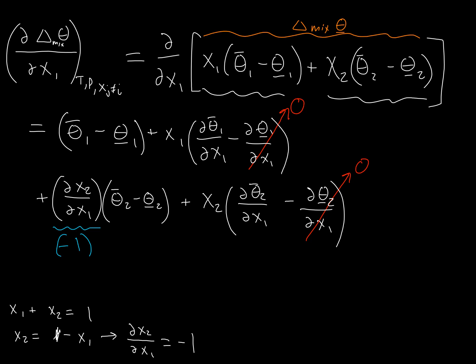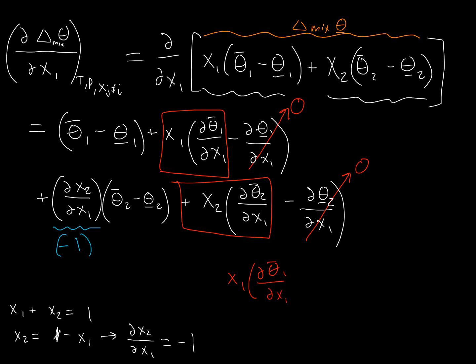Now the next one's kind of tricky, but it goes back to the Gibbs-Duhem equation. This and this, that is the Gibbs-Duhem equation: x1 times d theta over bar 1 dx1 plus x2 d theta over bar 2 dx1. This is equal to 0 from the Gibbs-Duhem.